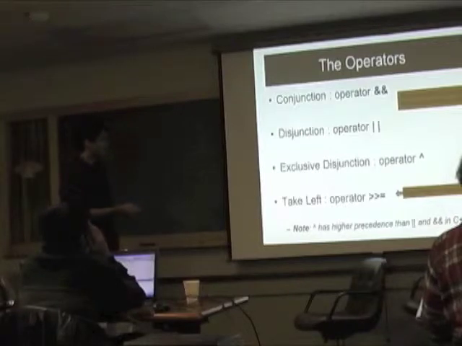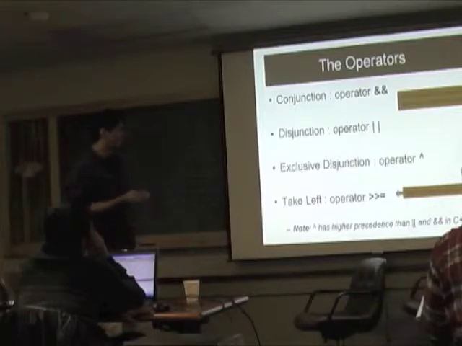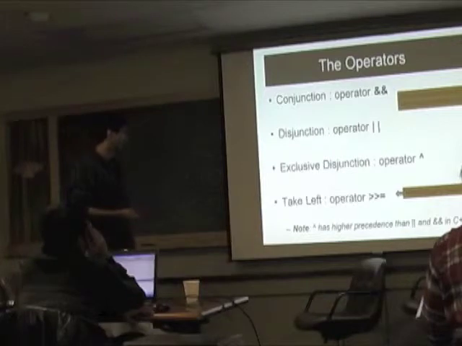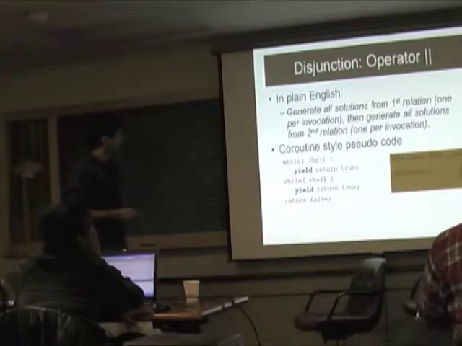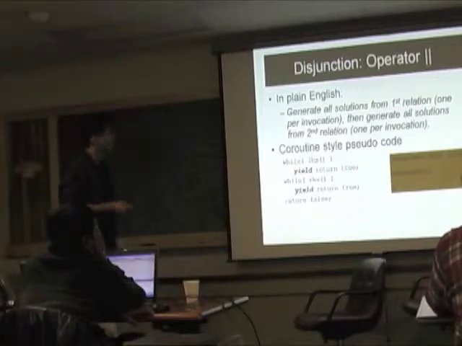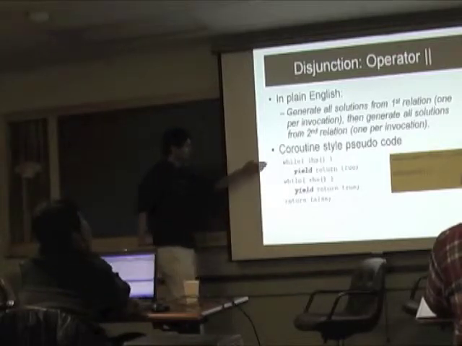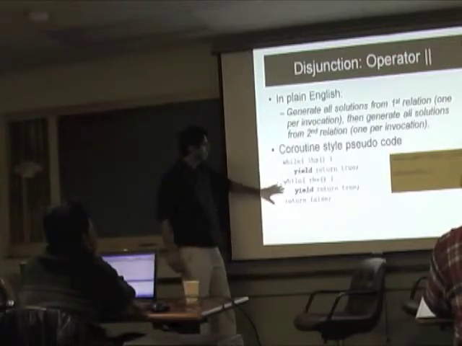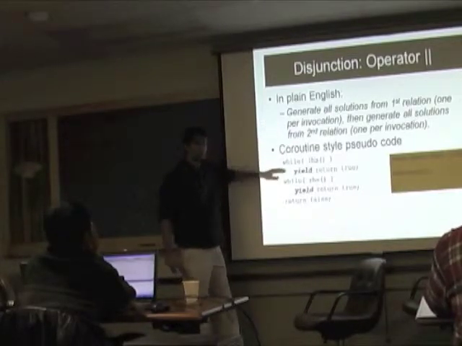Only difference of this guy is that his second argument is something slightly different. And we'll get into the semantics. First argument is a relation. Second argument is what's called a take-left relation. Okay, so let's look at the OR operator, how it's actually implemented. So the OR operator is implemented as a coroutine. This is a pseudo syntax here. Okay? And I'll show you how the C++ code looks.